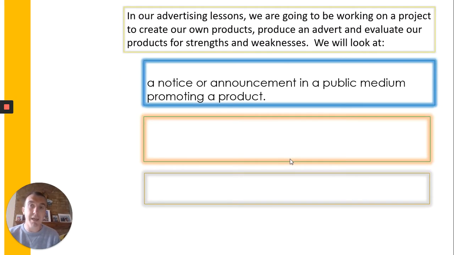Okay, so in our advertising lessons, we are going to be working on a project to create our own products. We're going to produce an advert and evaluate what we've made for its strengths and weaknesses. And we're going to look at these three things. So to start with today, we're going to look at adverts. So a notice or an announcement in a public medium promoting a product. So that might be on the side of a bus, on a billboard, or a video on the TV or on YouTube or on social media. And that's what we're going to look at today.